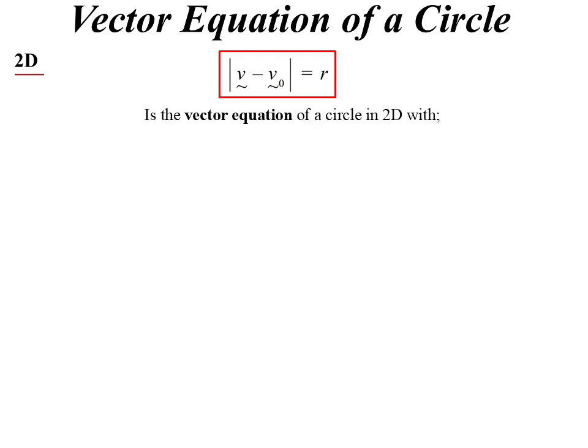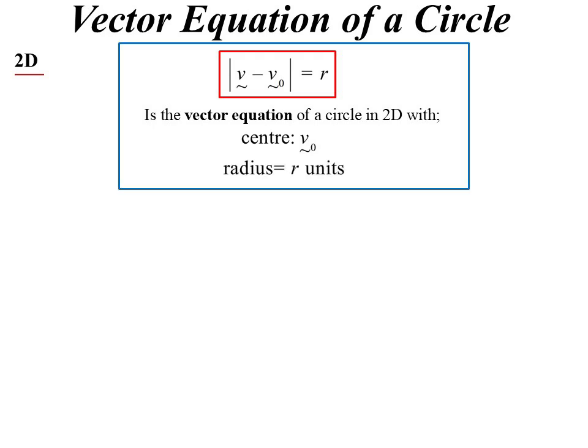Right, let's start in 2 dimensions, a circle, and actually we already know the vector equation of a circle because it's very much the same as when we looked at the Argand diagram and used modulus and argument. We saw a circle in the Argand diagram we could write as the modulus of z minus z0, where z0 was the centre, is equal to r. That's a vector equation of the circle, where the centre would be v0, the position vector of the centre, and the radius is r.